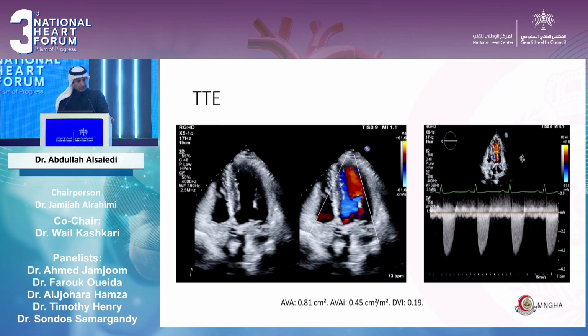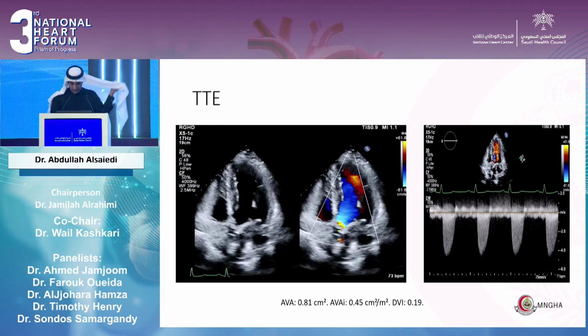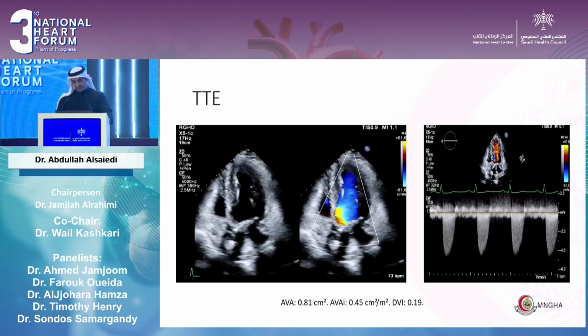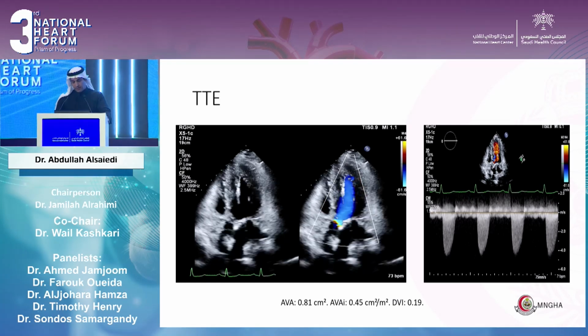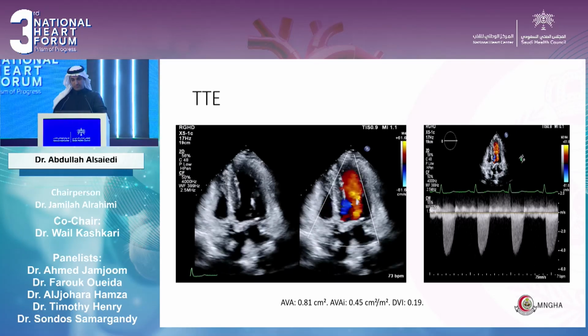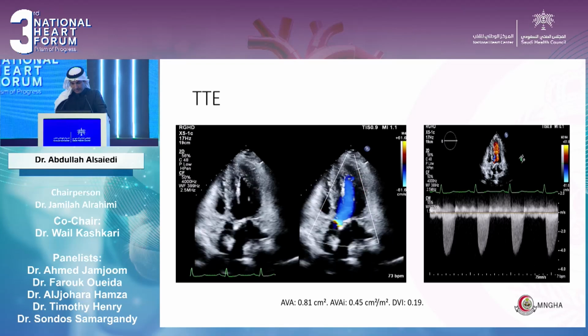We did an echo for him, and his echo basically showed preserved LV function and severe aortic stenosis in the previous degenerative surgical valve, with aortic valve area 0.81, aortic valve index 0.48, with DVI 0.19.